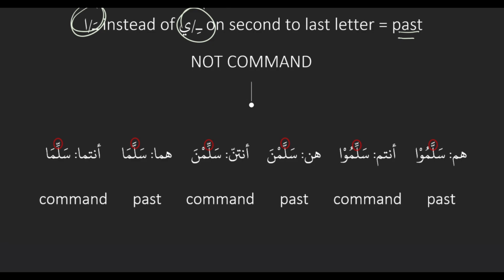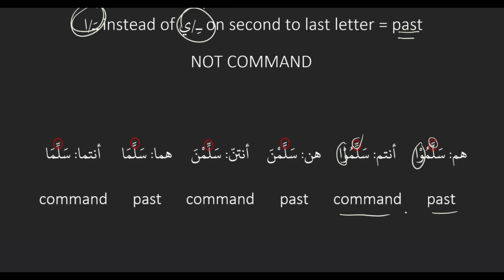So let's look at some examples here. We have hum sallamu. We have 4 letters, more than 3 letters. The shadda counts as 2. And on the second to last, we have a fatha instead of a kasra. Right, so that's a past tense. We have an A sound instead of an E sound. Whereas antum sallimu, we ignore the indicator. Second to last is the lam. We have an E sound.